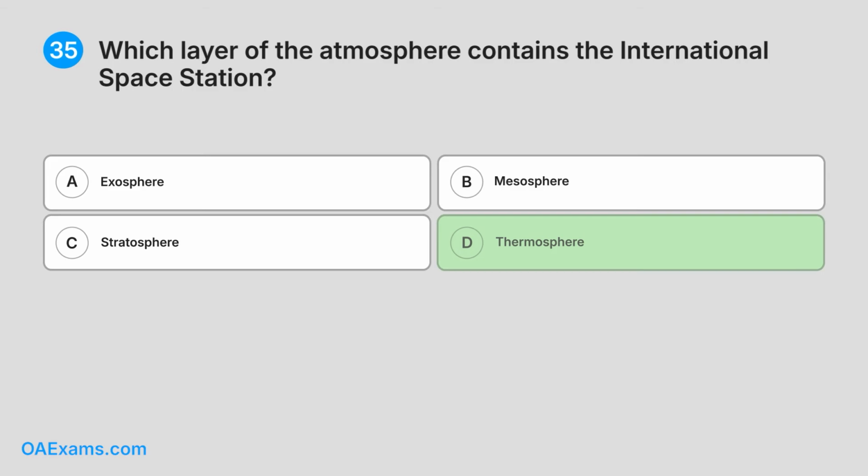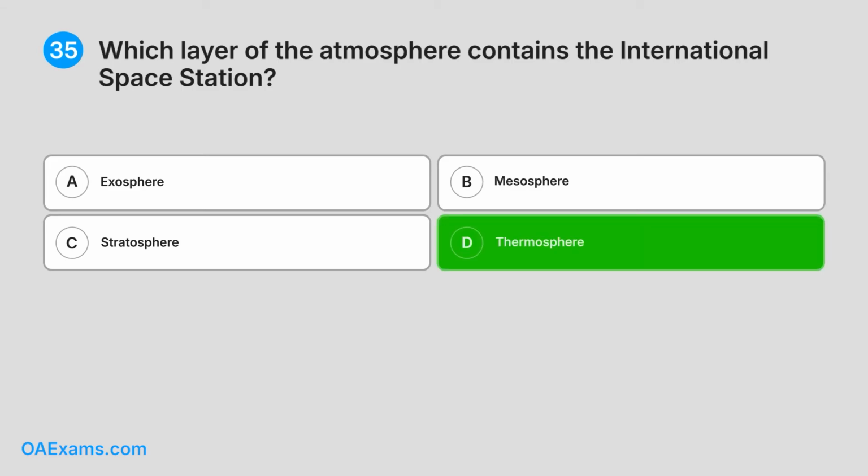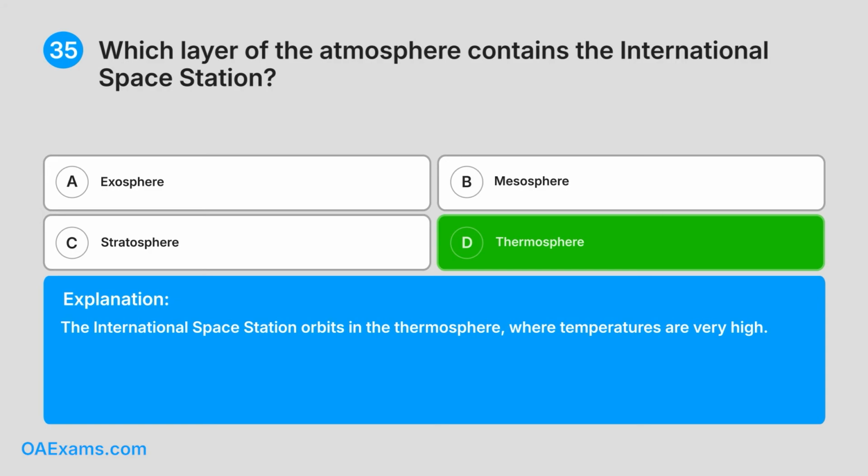Correct answer. D. Thermosphere. Explanation. The International Space Station orbits in the thermosphere, where temperatures are very high.